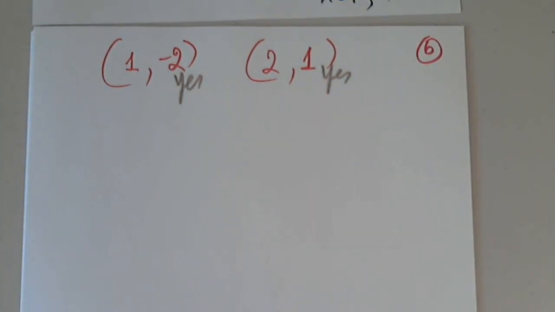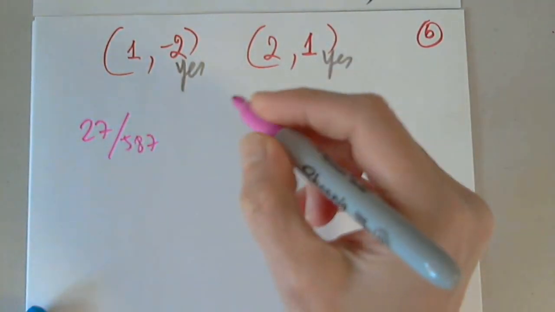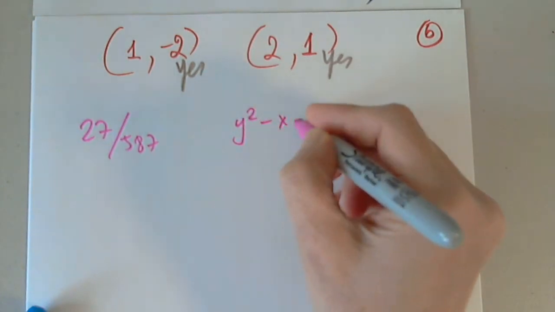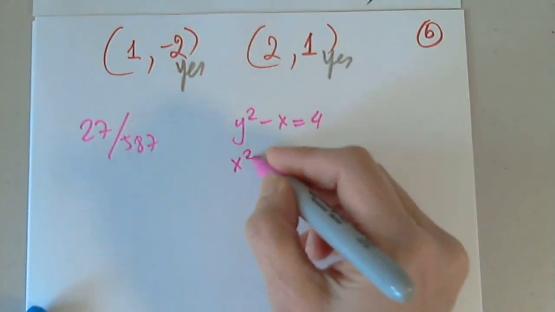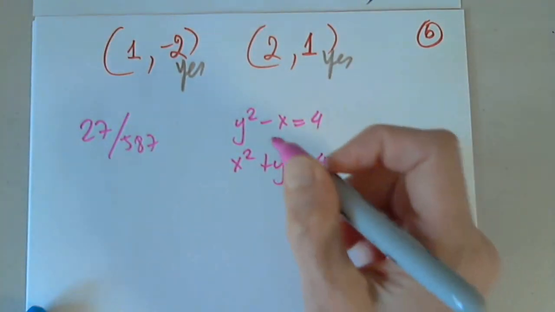Yes, in some situations, we can use elimination or the adding method, but only when we have the same variables with the same power. We do have the same variable, but we have to also have the same power. So, for example, let's look at 27 that caught my eye on page 587. We have y squared minus x equals 4, and x squared plus y squared equals 4 as well. Look at that.